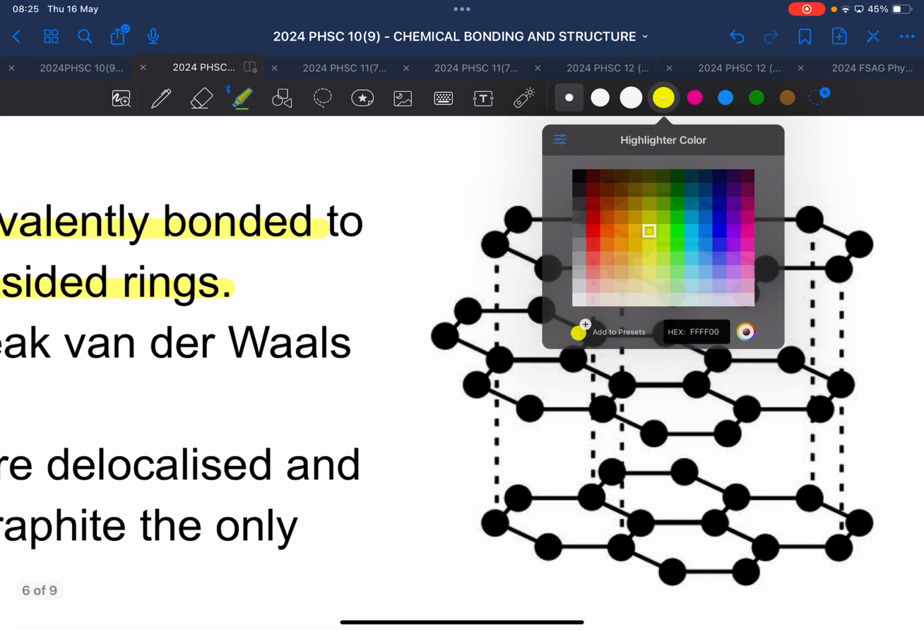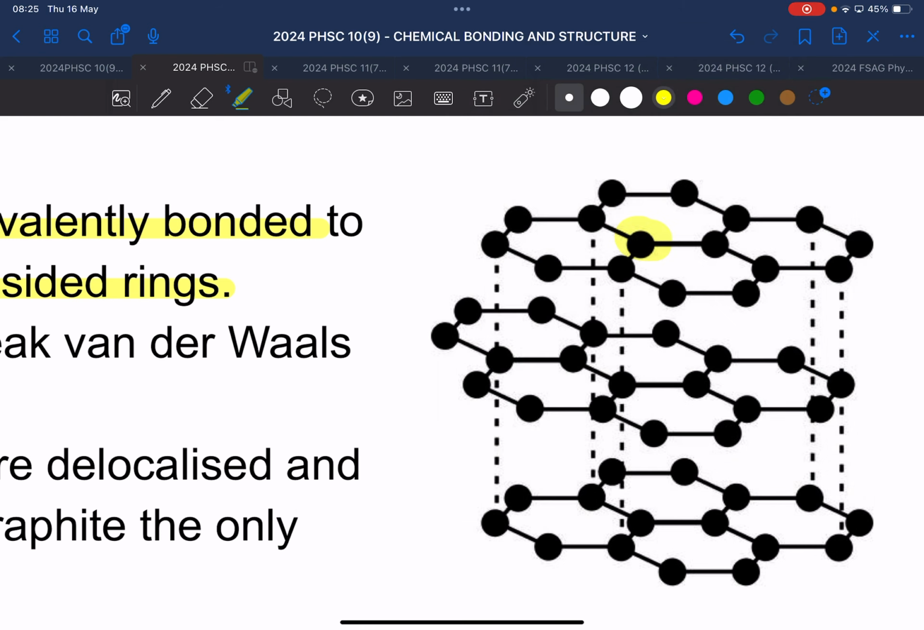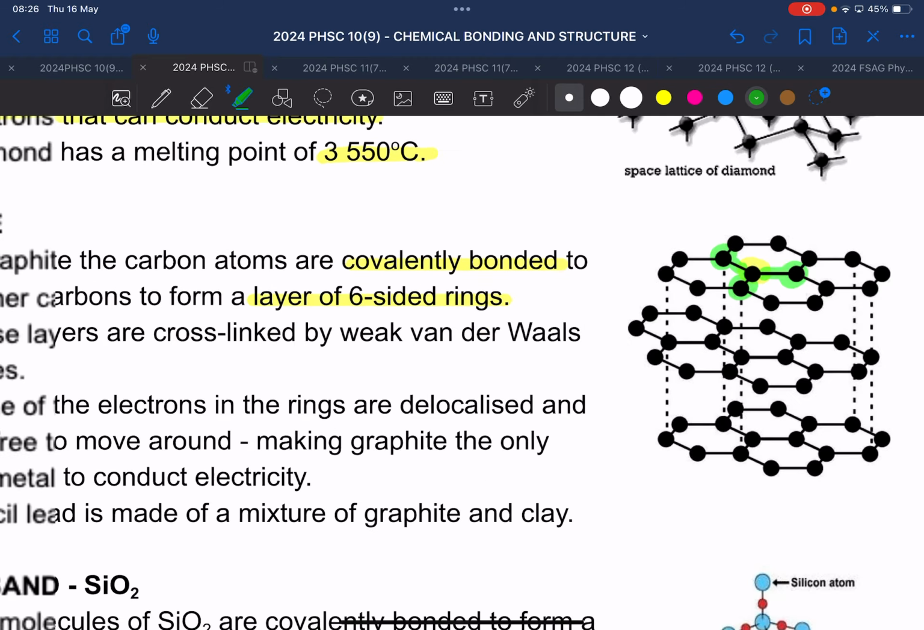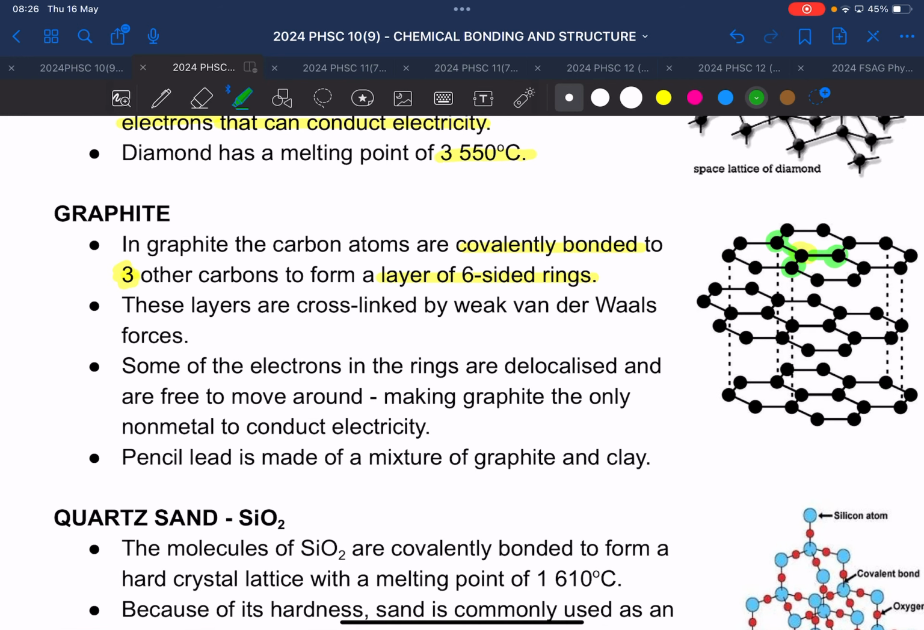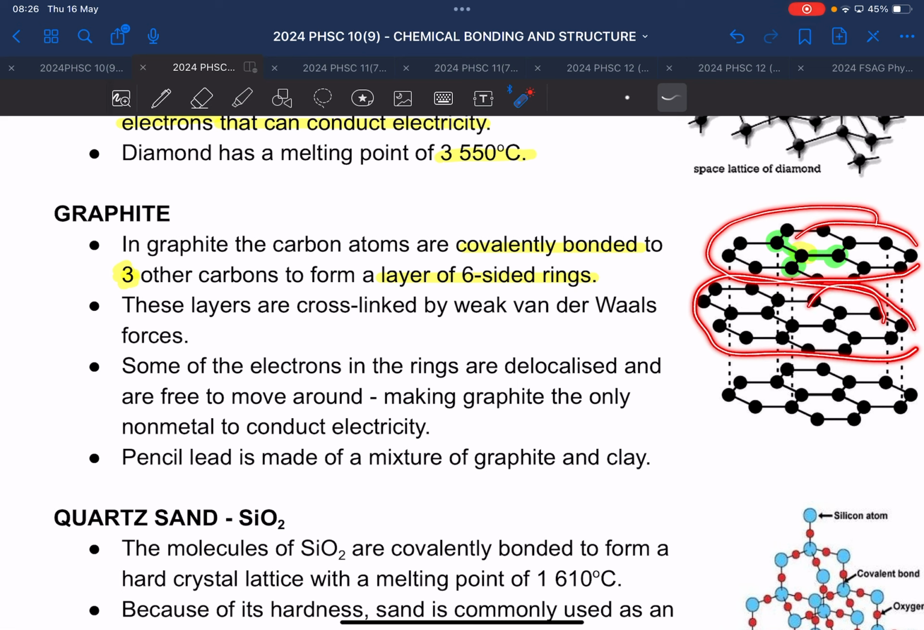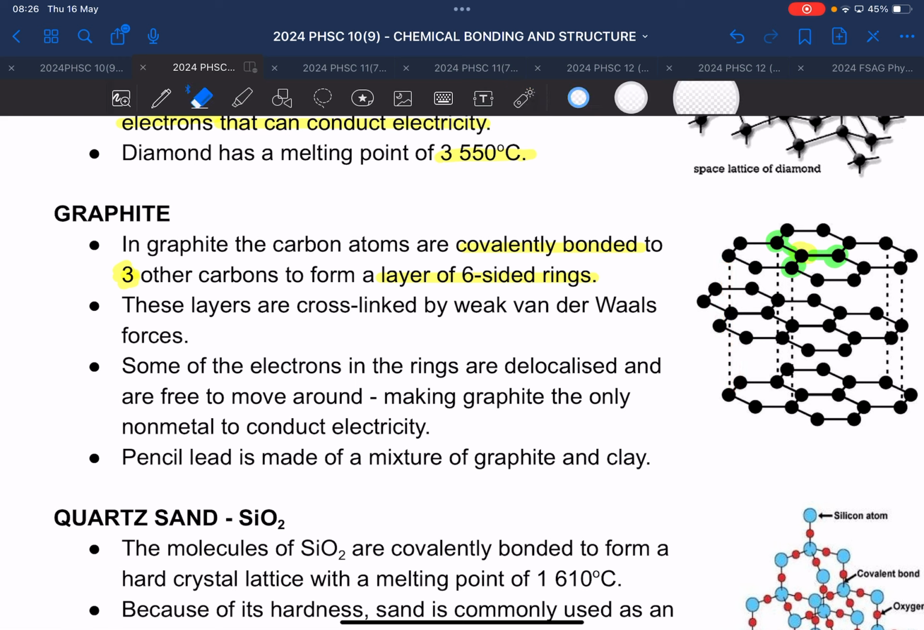here. So if we look at this carbon, for example, it's bonded to 1, 2, 3 other carbons. Okay, so we have 4 valence electrons for each carbon, and it's only bonded to 3 other carbons. So what happens to our fourth valence electron? Okay, our electron will be free as it was in metal bonding. So these layers, as you can see, there are layers of our carbon rings, right? Okay, so in between these layers, they are cross-linked by weak van der Waals forces.